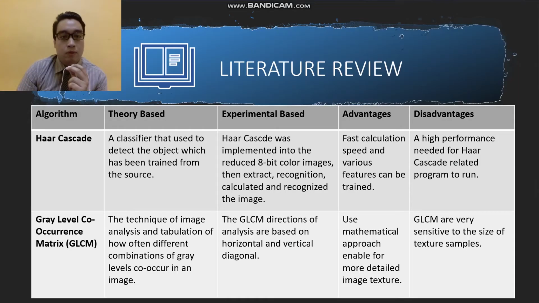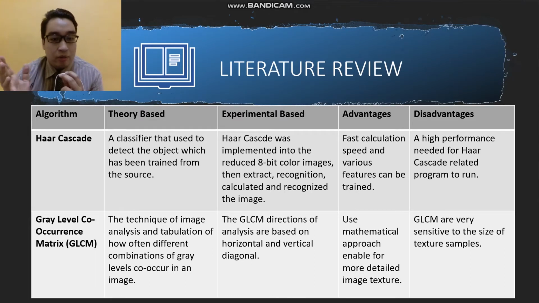For the literature review, the algorithms are the Haar cascade and the GLCM that are used in this system, as I mentioned before. But what are the Haar cascade and GLCM? In theory, the Haar cascade is a classifier used for object detection, while the GLCM is a technique of image analysis and tabulation of how often different combinations of gray levels co-occur in an image.